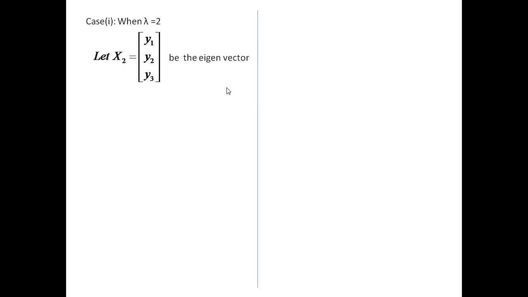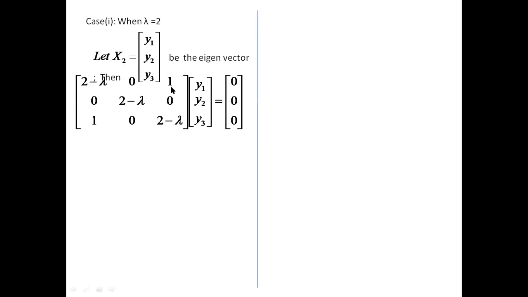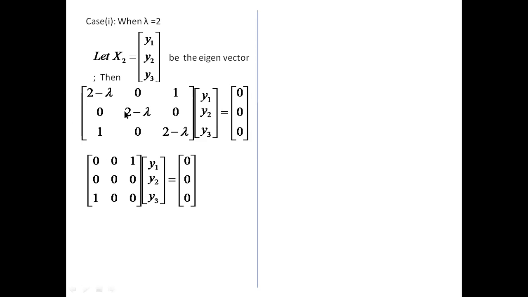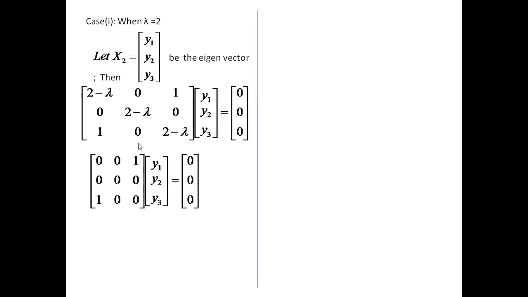If it is the eigenvector, what is the condition for that? Then it must satisfy this condition: the matrix A minus lambda I, into this x2, must equal 0. But here lambda is equal to 2. When you put lambda equal to 2, all these diagonal elements become 2 minus 2, that is 0. So we get this matrix into this column matrix equal to the zero matrix on the right-hand side.